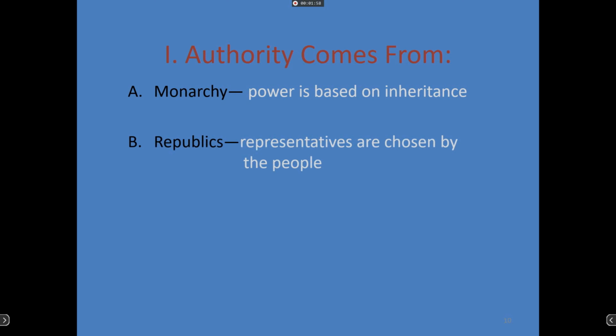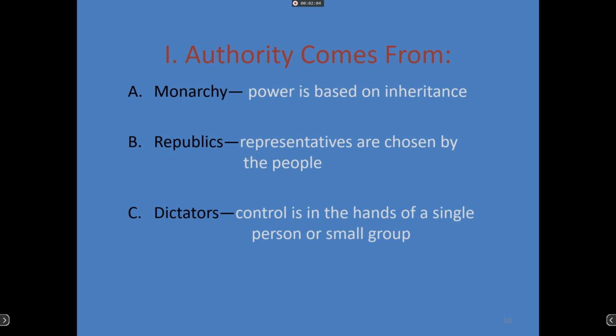In a republic, representatives are chosen by the people to run the government. And in dictatorships, control is in the hands of a single person who took over by force. So get yourself a big, strong army and go take over a country. That's how you become a dictator.